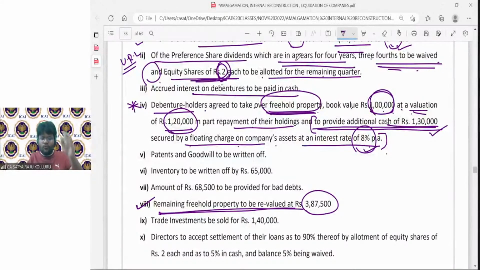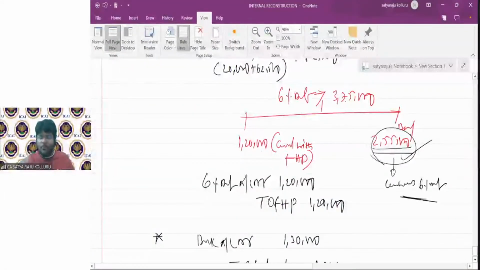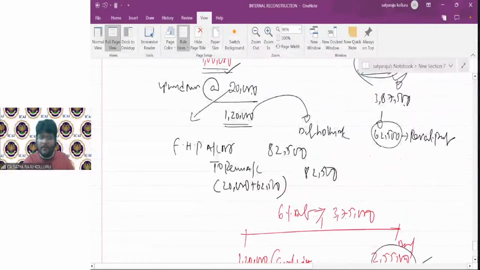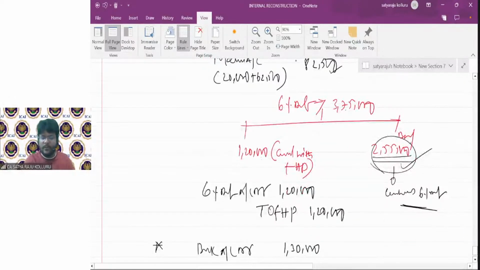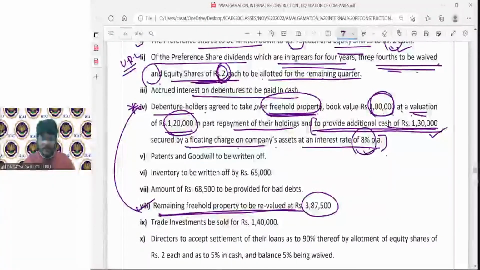Sir, due to point number 4 and point number 8, the impact is very simple. Due to upward revaluation of freehold property, the company is getting 82,500 profit into the reconstruction account, and the 1,20,000 worth of freehold property is settled with the 6% debentures. That's it. Next, patents and goodwill to be written off. It was clearly given. If it is given, then only we will write off. Otherwise, no need to write off.